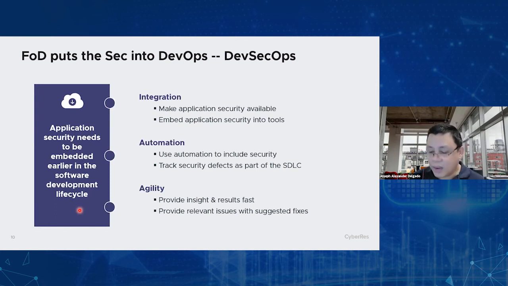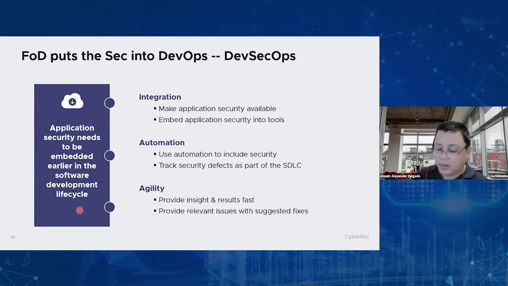Next, Fortify on Demand can do this also by automation. So we use automation to include security in the development lifecycle of the software. And then we track the security defects. What we call this is security while coding. So imagine you're coding, but it can keep up with your coding and advise you that your code is not secure while you're typing.